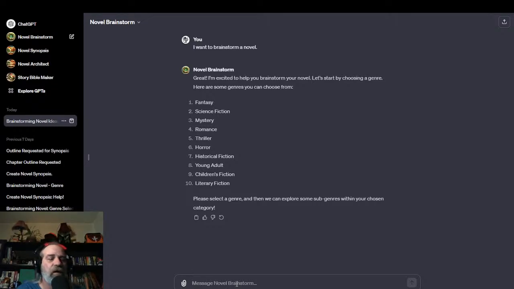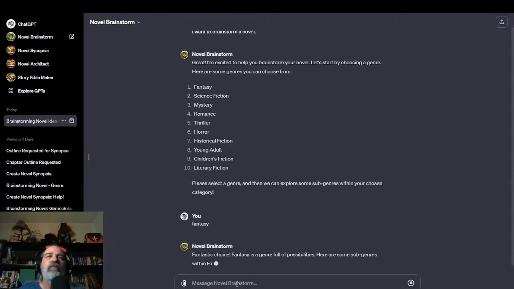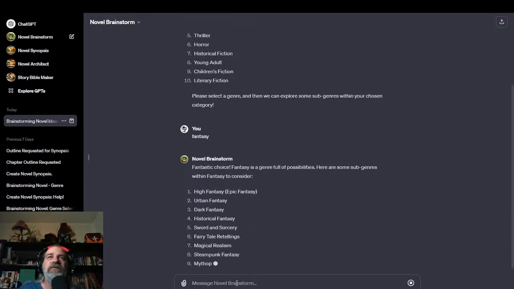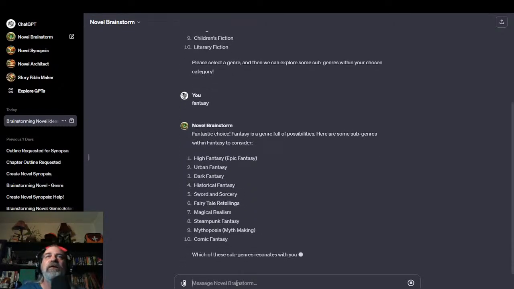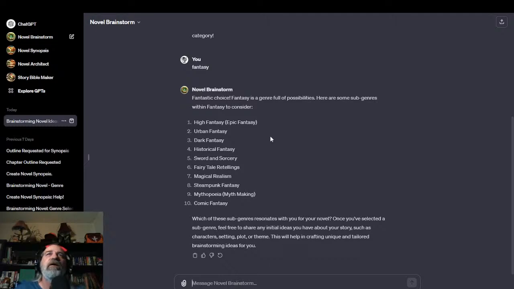So like I said, we're going to do minimal prompting. So let's just type fantasy. Fantastic choice. Fantasy is a genre full of possibilities. Here are some subgenres within fantasy to consider. And high fantasy, epic fantasy is number 1, which is what I typically choose.